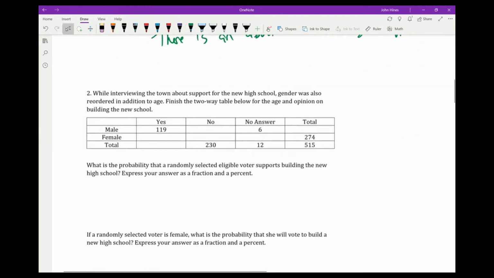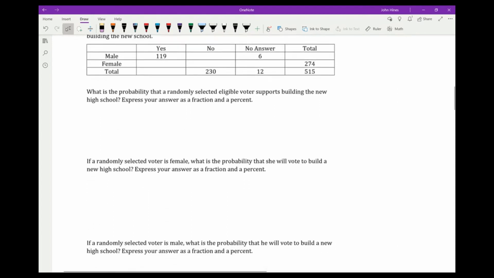So while interviewing the town about support for the new high school, gender was also recorded in addition to age. Finish the two-way table here. So I'm going to give you a second, pause the video, and see if you can find these missing pieces by just adding things up and subtracting things. See if you can find those missing pieces.